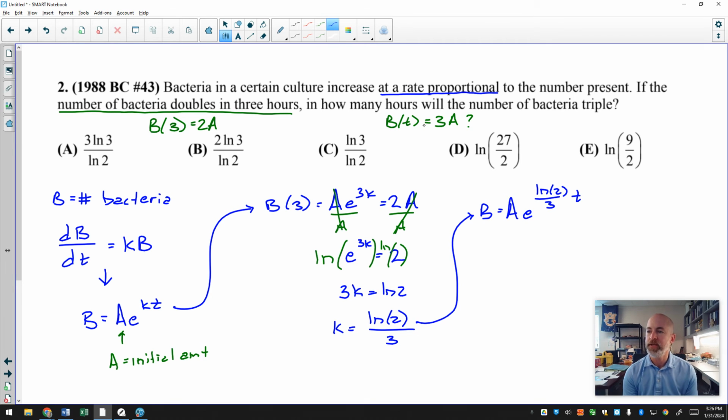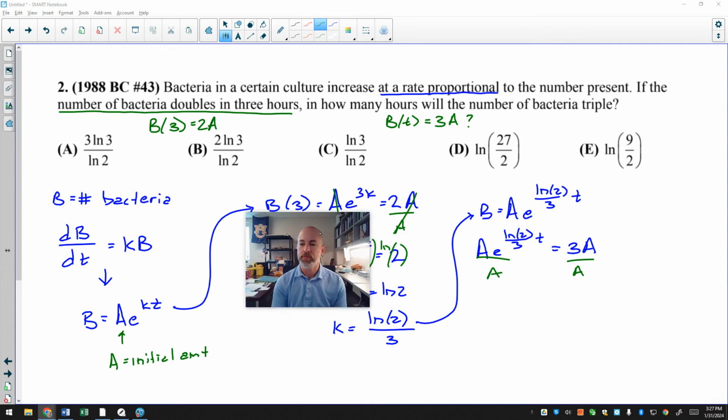And the ultimate question, now I can finally get to the ultimate question. When is the population tripled? So when does b of t equal 3a? So when does my population model equal 3 times the initial amount? And again, kind of like when I solved this equation over here, you can divide the a's out.